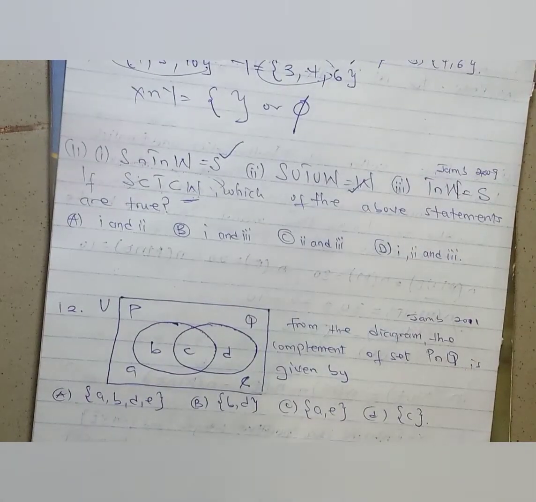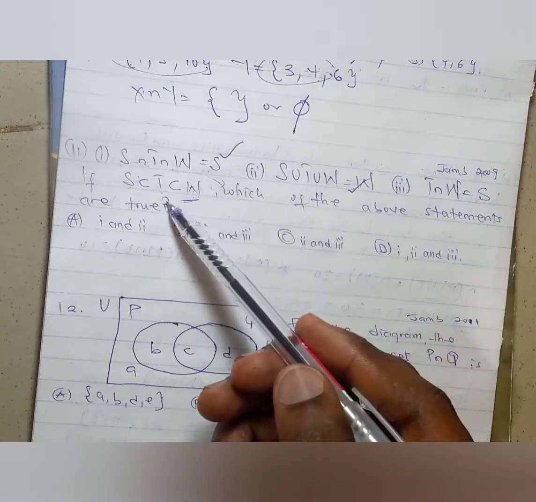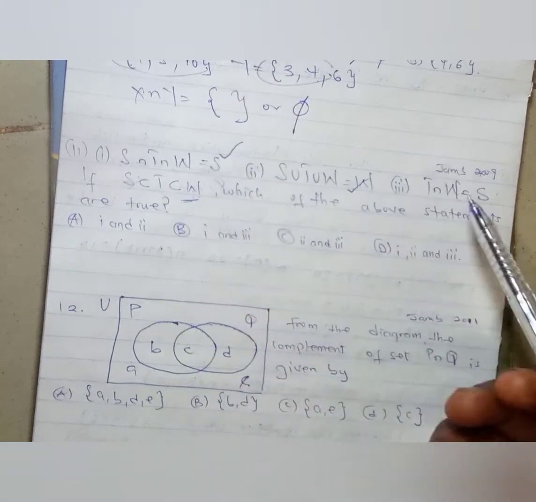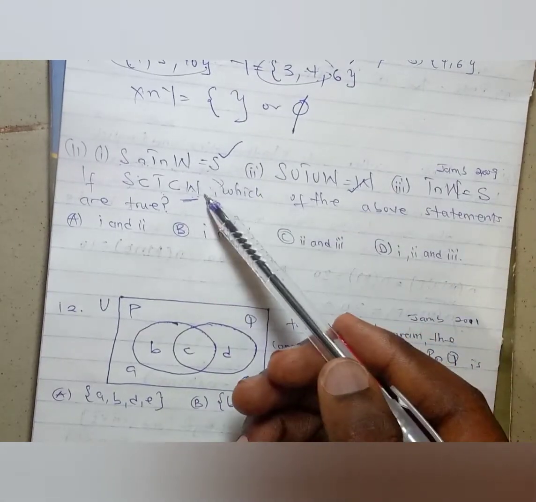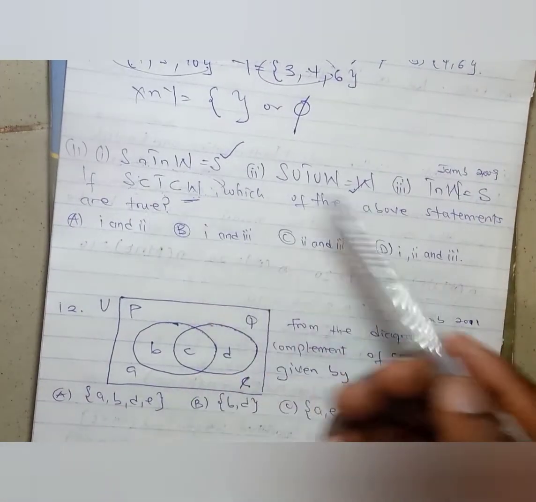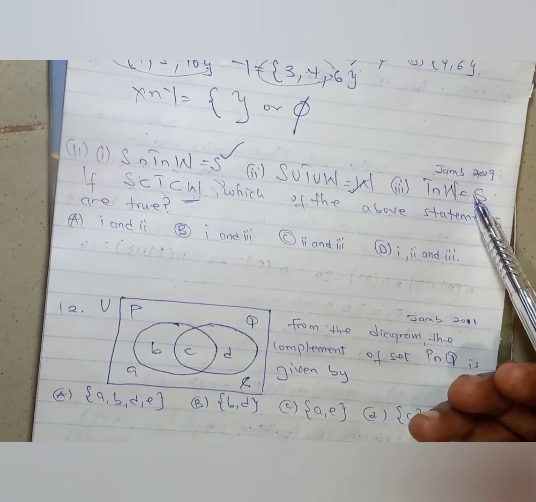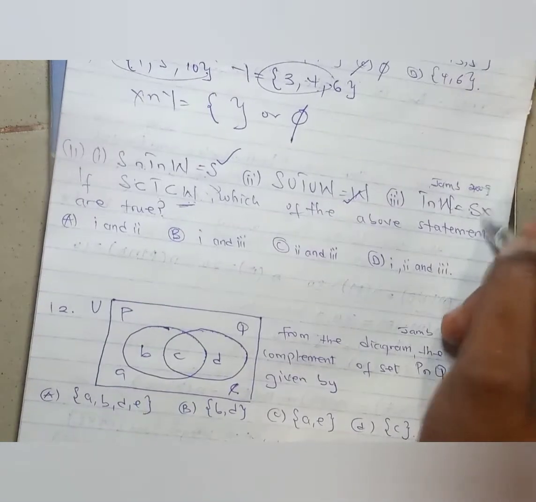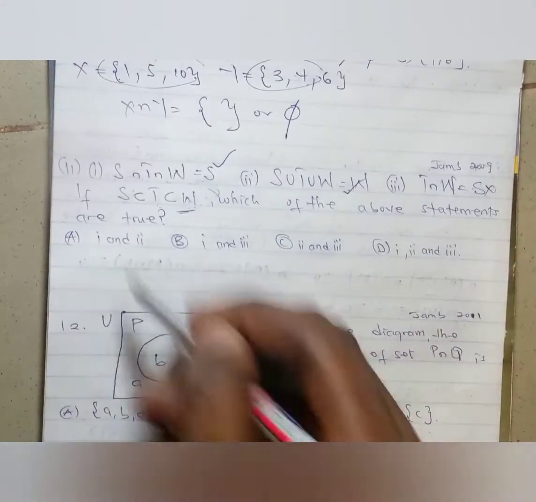Now the third one, T intersection W equals S. When you intersect a small set with a larger set, the resulting set will be the smaller set. But here it is S, which is wrong. It has to be T rather than S. So this is wrong. So I and II are correct, which is A.